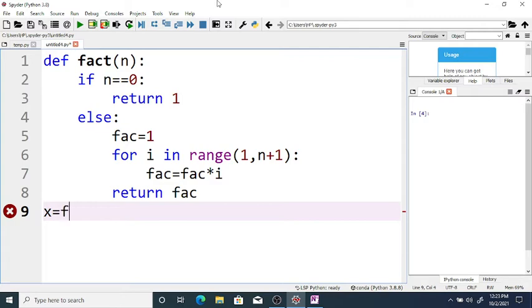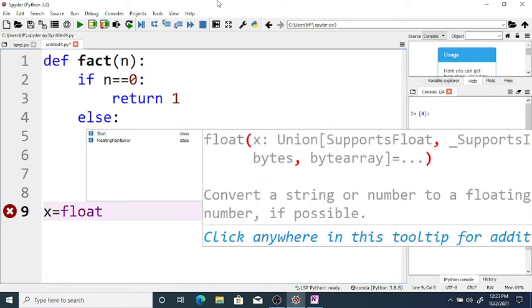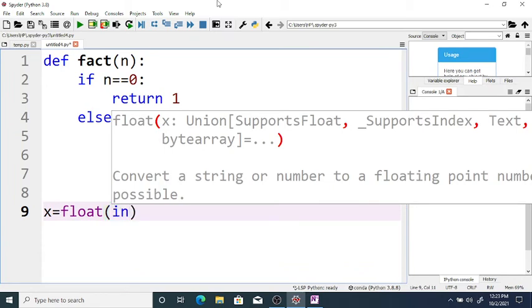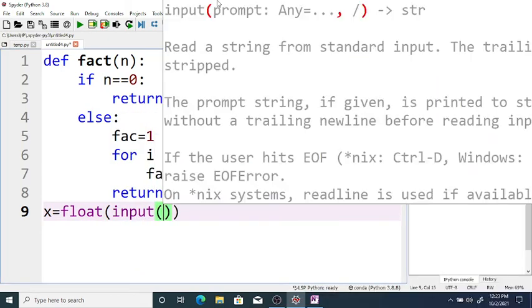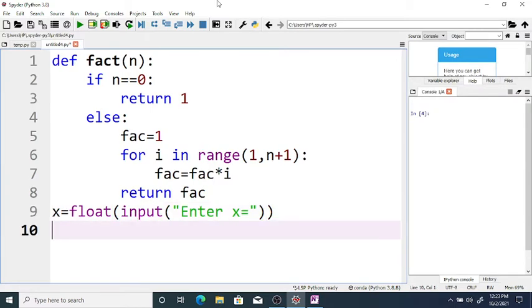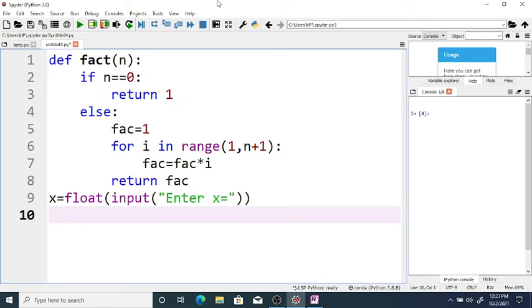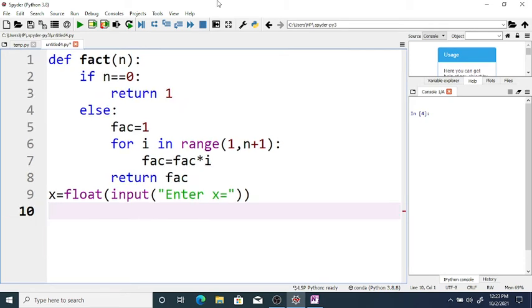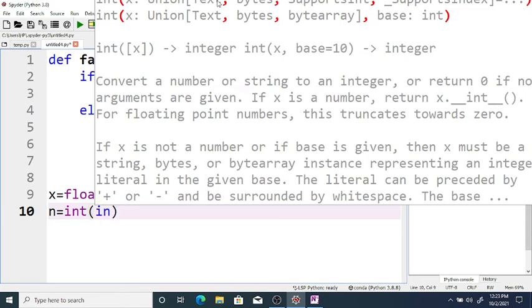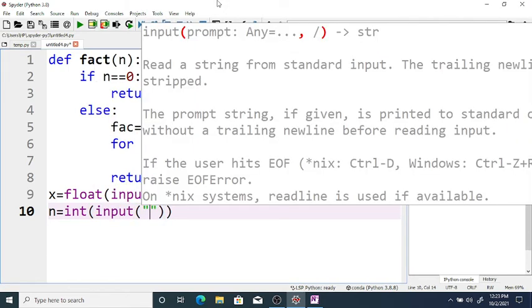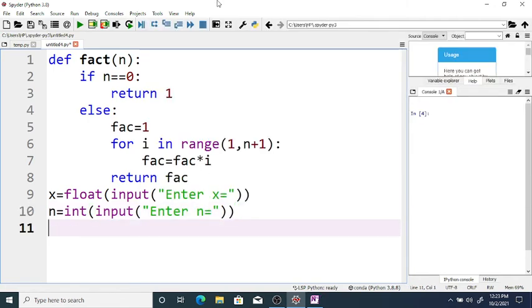Okay, so now next we want to input the value of x. It may be a floating point, so x is equal to float input, enter the value of x. Next we want to enter n. n indicates the number of terms, how many terms you want of the series expansion. So n is equal to integer input, enter n.